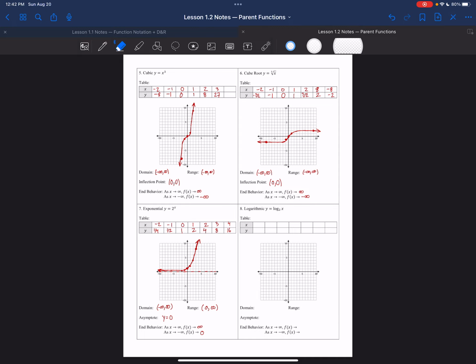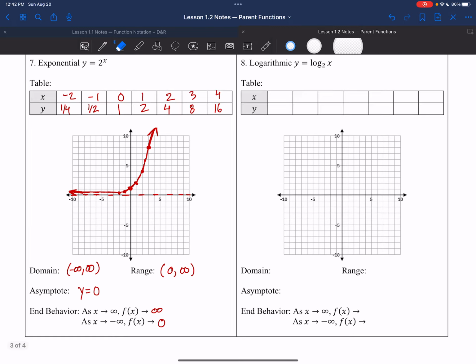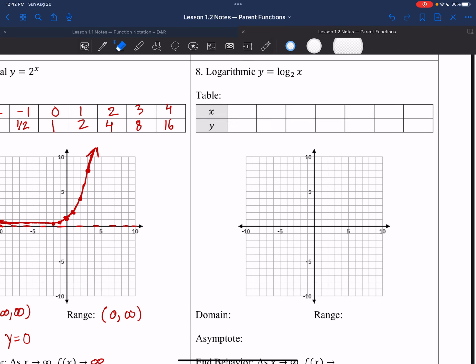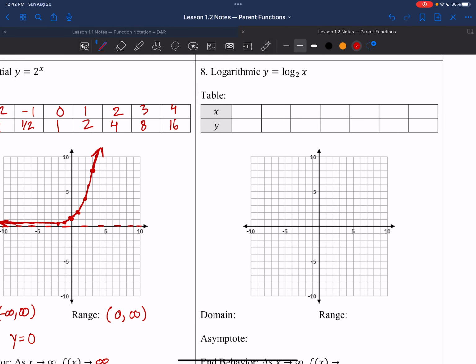The next one is logarithmic. Now, I am letting the group use a calculator to calculate logs because calculating logarithms is totally new. You've never seen it before, and we don't talk about it until like February, I think. Maybe February, okay? We're going to talk about it in February. We're not talking about it today.